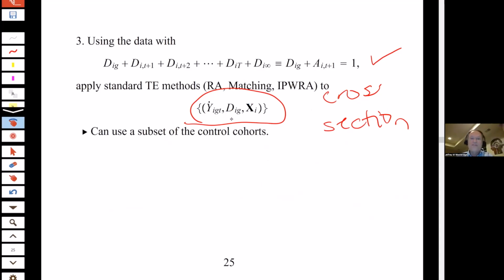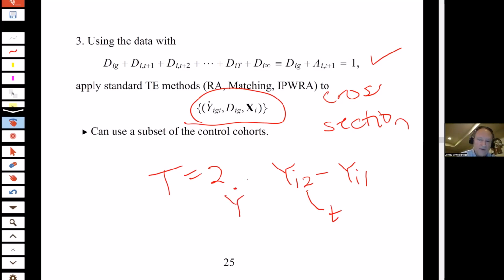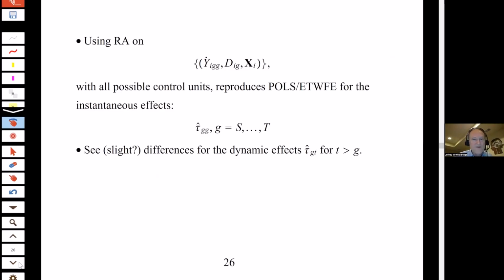So in the two-period case, what do we wind up doing? It's very simple. When T is equal to 2, this Y dot simply becomes Y_{i2} minus Y_{i1}, and there's only one cohort, so we might as well just define Y_{i2} dot to be equal to that. So we're just applying the standard treatment effects to the first difference between period 1 and 2. Couldn't be easier, right?